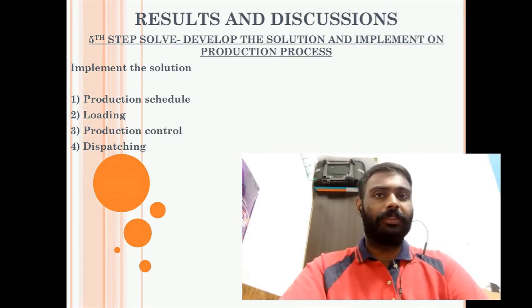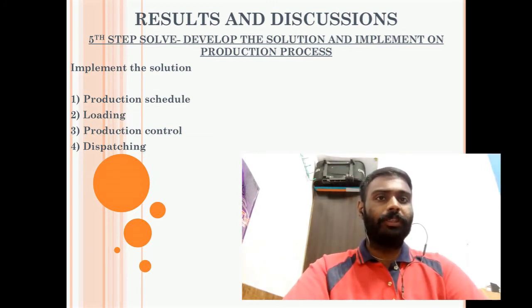So the fifth step, implement the solution. First, production schedule. The objectives are to schedule the amount of work which is handled by plant and equipment without interference. Scheduling usually starts with preparation of a master schedule, which is a weekly or monthly breakdown of the production requirement for each production for a definite time period.